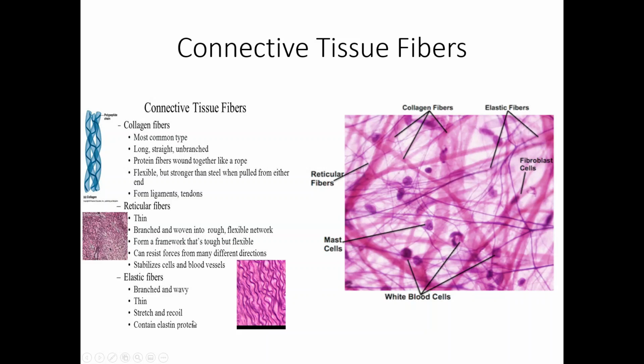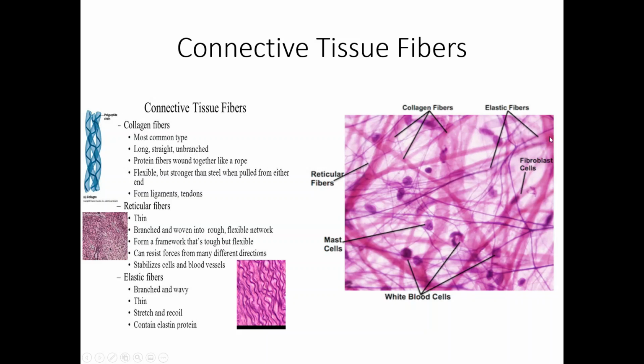And then we have elastic fibers. They're branched and wavy. They're very thin, but reticular fibers, they were thin, but these aren't really wavy. Usually elastic fibers are. They're good for stretch and recoil because they contain a protein called elastin. So you can see this is really squiggly.